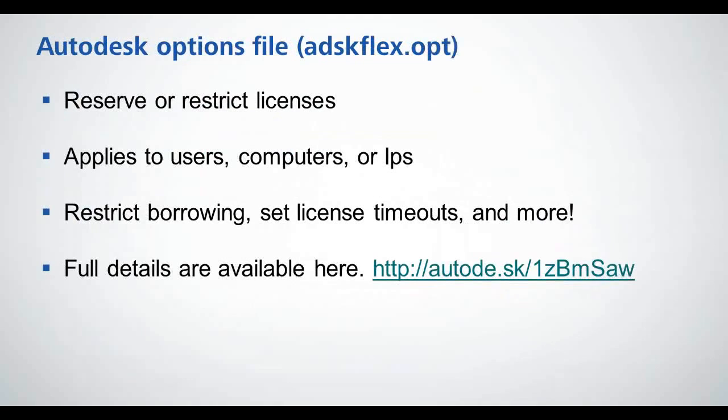So going into the options file a little bit, this is essentially just a text file that you create. You rename it adskflex.opt, and you put it in the same location that your license file is in, same folder. You can do a lot of really powerful things with this. You can reserve licenses for people. You can restrict licenses so that only certain people can get them.